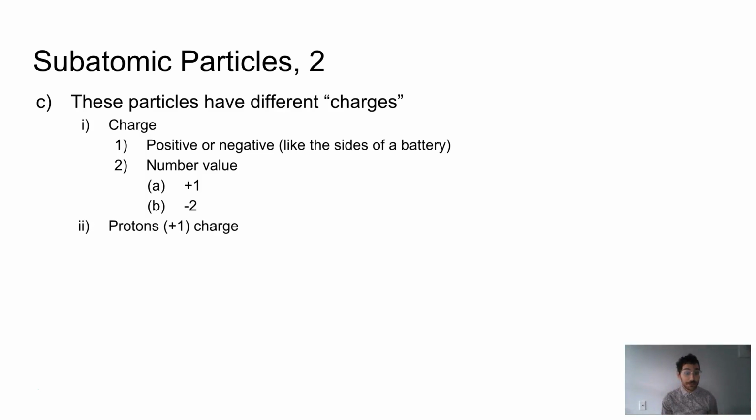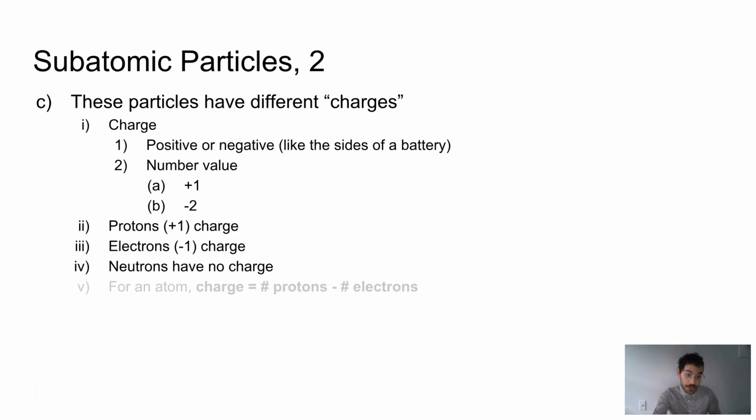Protons have a +1 charge. If you recall, protons are a little p with a plus sign on it. The plus is for that positive charge. Electrons, a little e with a minus sign, well, that's because electrons have a -1 charge. And neutrons have no charge, which is why the symbol for a neutron is N with a little 0 on it, because there's no charge there.